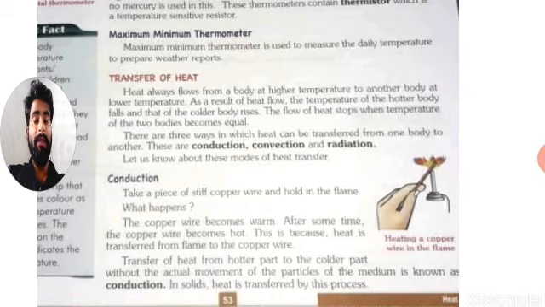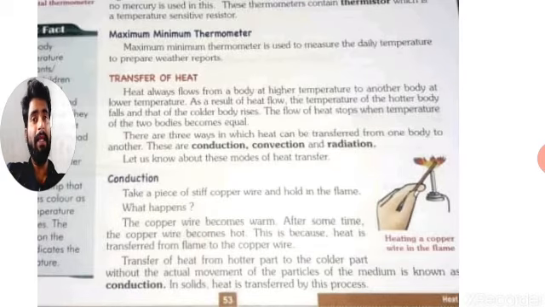So in which methods can heat be transferred? There are three methods. The first one is the conduction method, the second one is the convection method, and the third one is the radiation method. We'll see one by one what the difference is between these methods. First we'll see the conduction method.